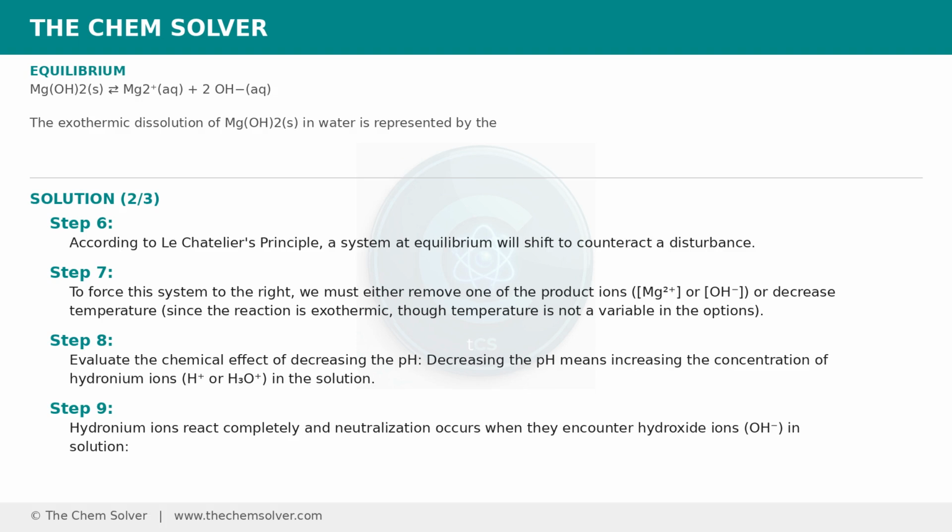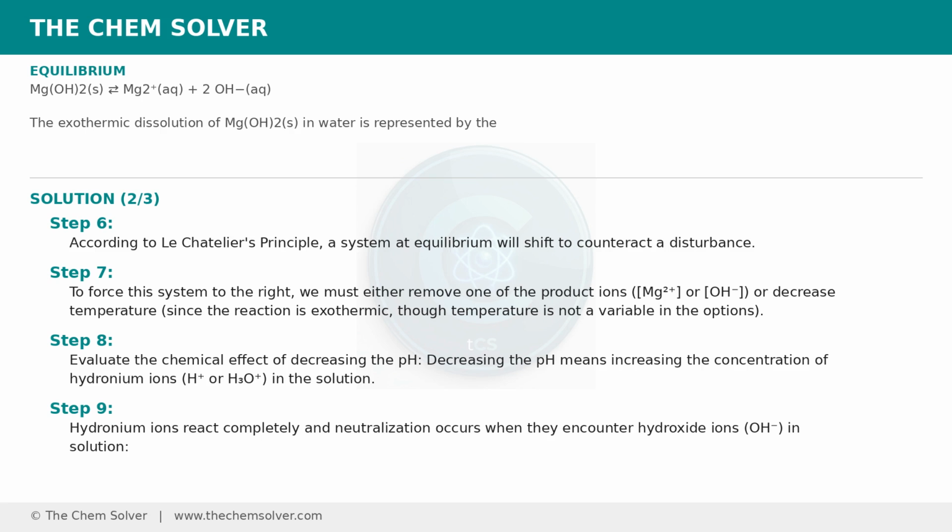To force this system to the right, we must either remove one of the product ions, Mg²⁺ or OH⁻, or decrease temperature, since the reaction is exothermic, though temperature is not a variable in the options.